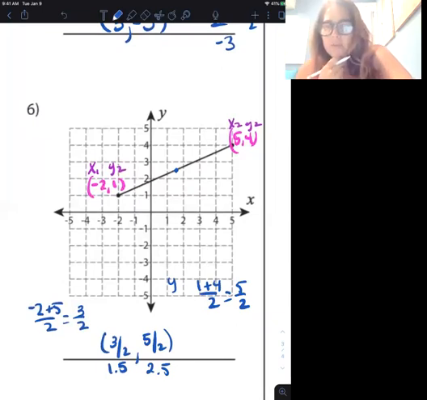So you always want to do the math. You don't want to eyeball it. And that'll get you through the midpoint. Super easy. You guys should not have any problem doing this.